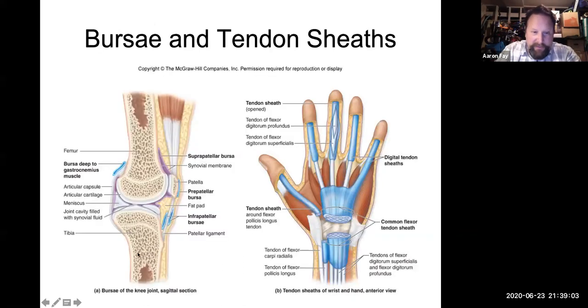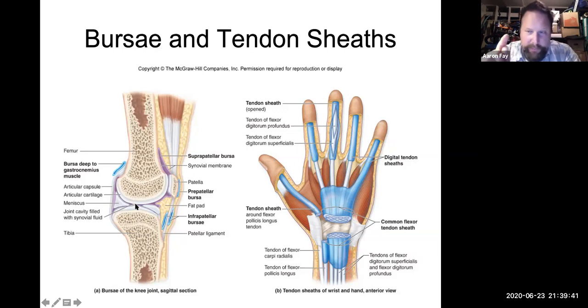So an example, right, this is the knee joint. We can see the articular capsule in here. We have a suprapatellar bursa, just a bursa above the patella. We have the patellar bursa, and we have the infrapatellar bursa just below the patella, which is your kneecap right there. We also have two menisci. The menisci are actually made of fibrocartilage. But we have synovial fluid in this joint.